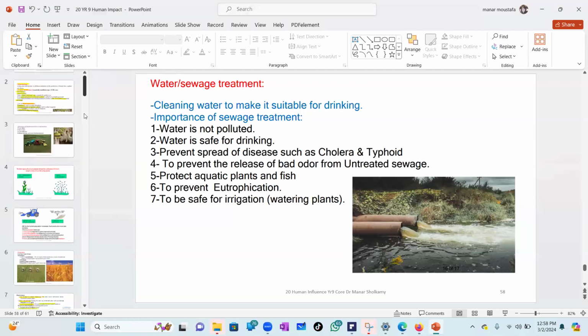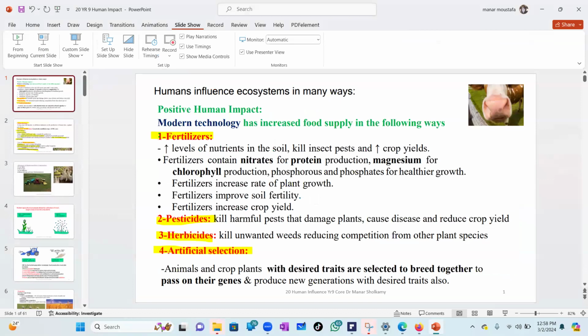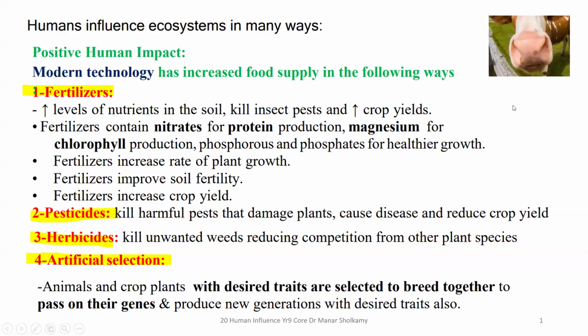Now, what does this lesson talk about? It talks about how we impact our environment. How do we positively impact and negatively impact our environment? In other words, how do we do good and do bad for our environment? So we as humans, we are doing good for our environment. And of course, we cause lots of pollution. So what are the positive impacts and what are the negative impacts?